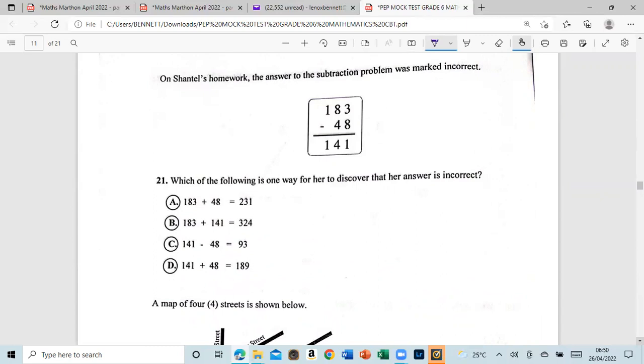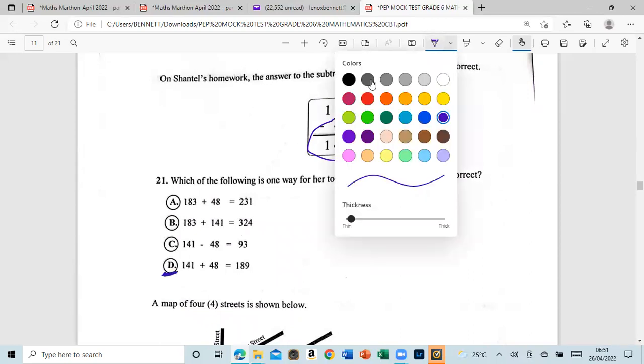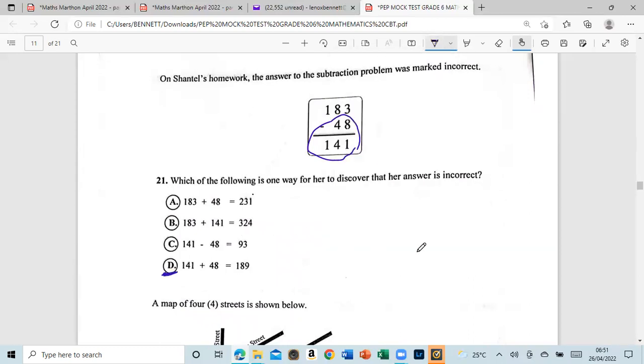All right, so they are saying that we're going to check our answer to see if it's right. So what you could do is add these two, 183 plus 48. Let's see, 48, yeah, so that would be this, right? This is a very nice question, that one.